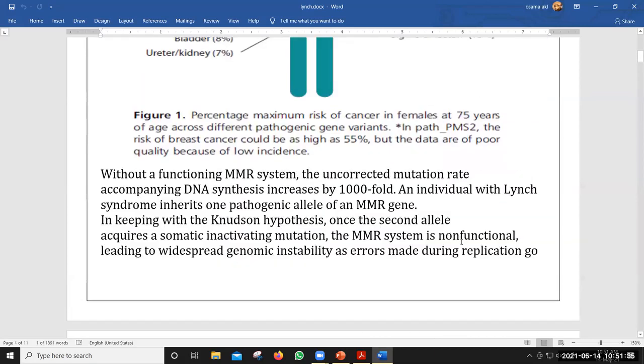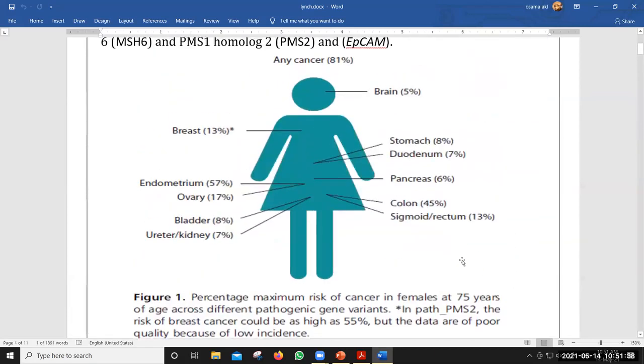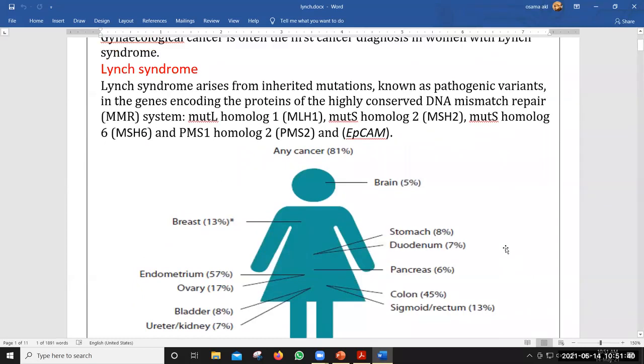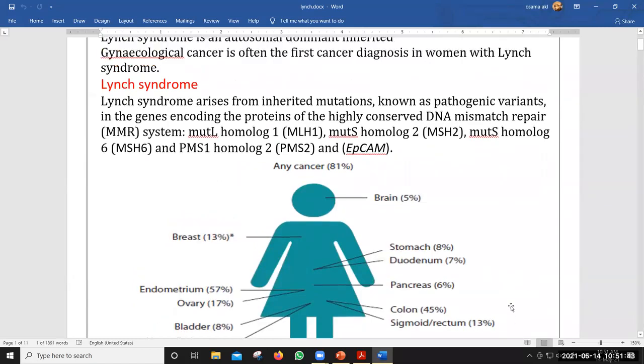Clear? You understand now what is the meaning of mismatch repair and how problems in mismatch repair can lead to cancers? Clear?